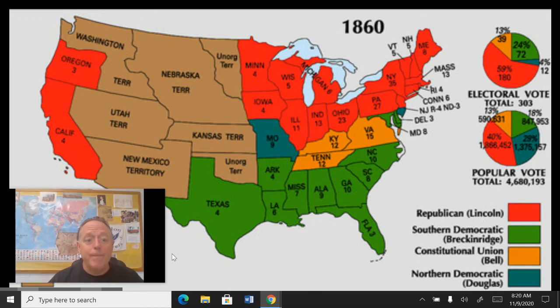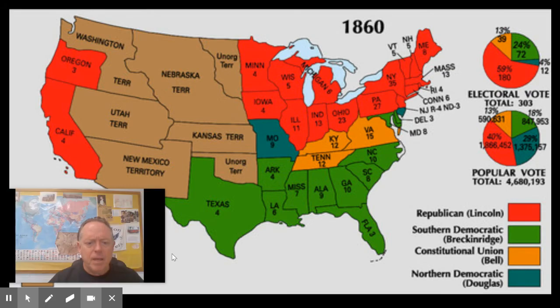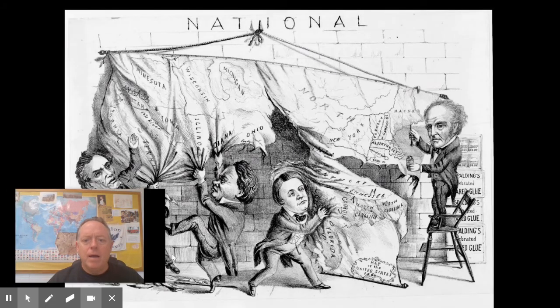That leads to this amazing cartoon that you might see, where Lincoln and Douglas are tearing and fighting over the North. John Breckinridge is just tearing off the South from the entire map of the United States. And poor John Bell over there has his little jar of glue, and he's furiously trying to glue the Union back together, which we know will not happen.